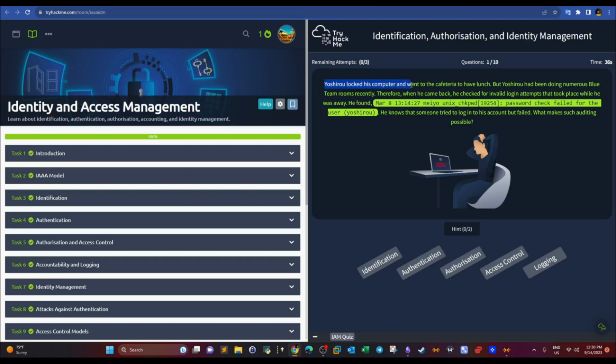Yoshiro locked his computer and went to the cafeteria to have lunch. But Yoshiro had been doing numerous blue team rooms recently, therefore when he came back he checked for invalid logins. So you have here logs that indicate invalid logins. So what is this called? He knows that someone tried to log in. What makes such auditing possible? We need logging. This is logging, guys, and this is what achieves accountability.